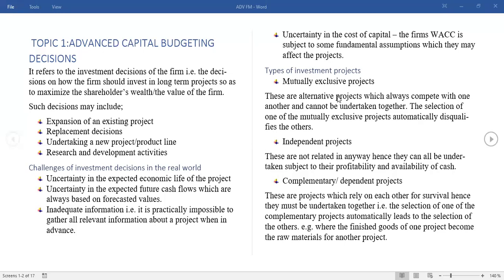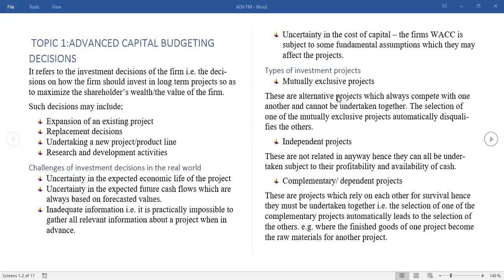So in the mutually exclusive, it means once we choose, it's just like excluding the aspect of polygamy. Once you choose one wife, you have excluded the others under consideration. I know that that is a case for both genders.